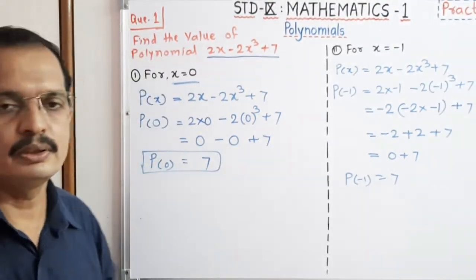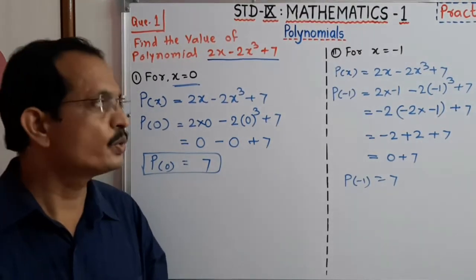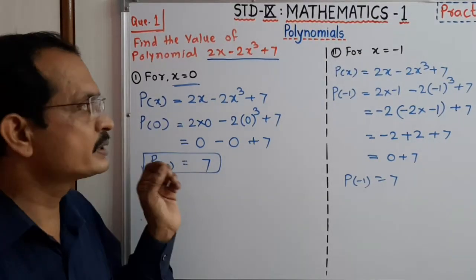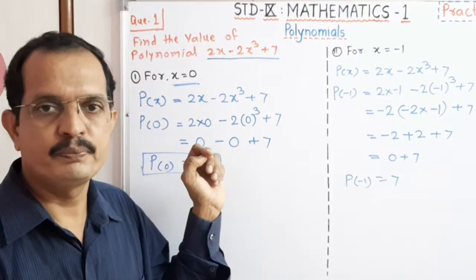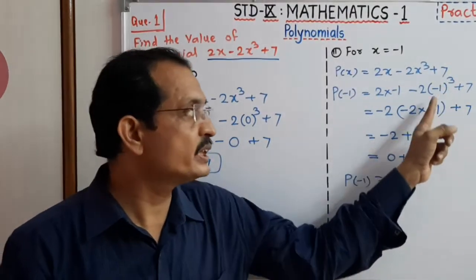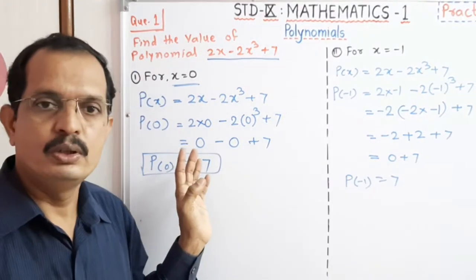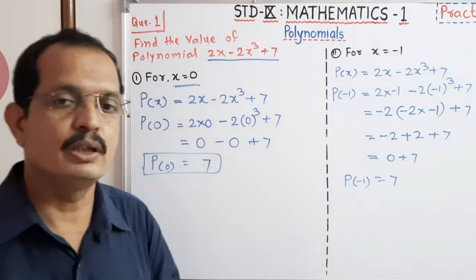Now dear student, very simple, very interesting. We just have to substitute the values. You must know that the cube of plus 1 is 1, the cube of minus 1 is minus 1, and the cube of 0 is 0. Got it? Very simple, very interesting. Now we have to start with the second sum.